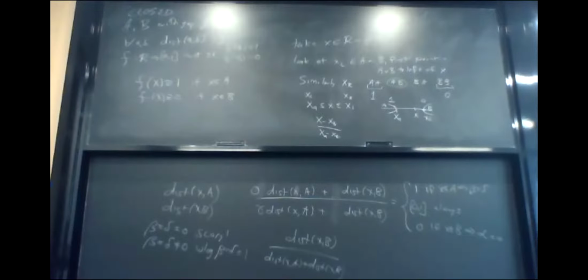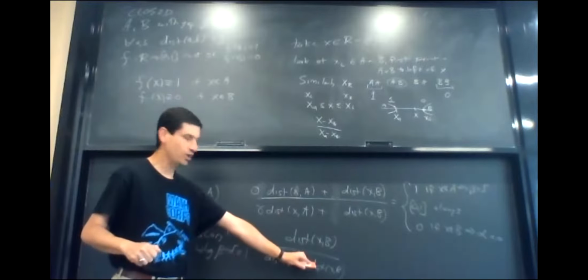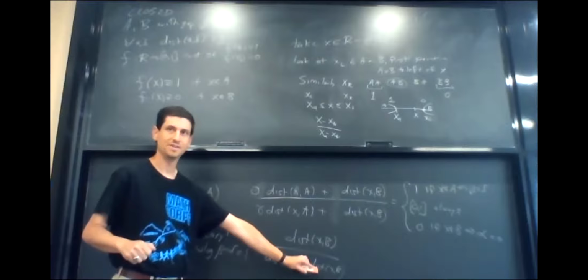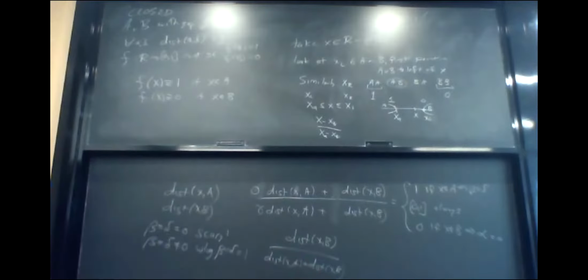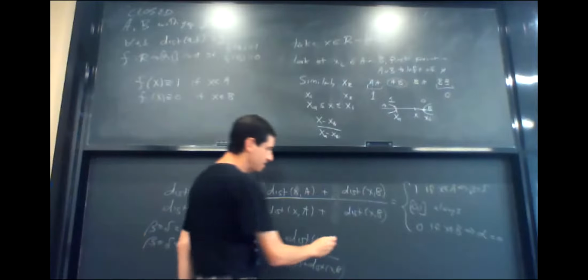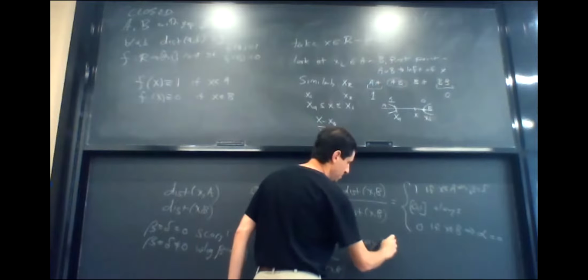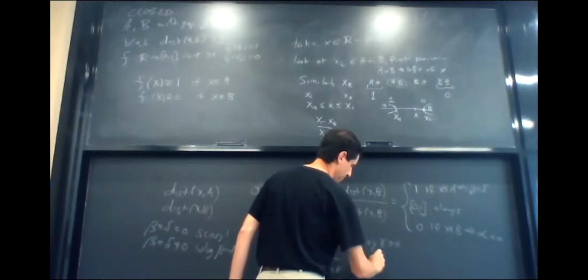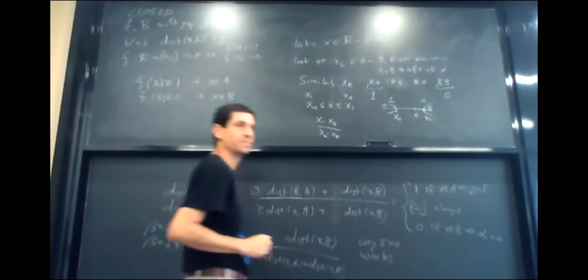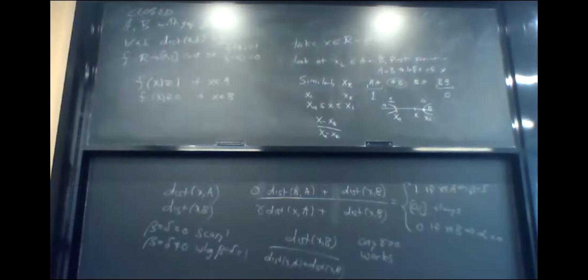Wait, but if X is in A, then... oh, sure. But the distance, oh, sure, so that's 1. Oh, yes, okay. So I think any gamma greater than 0 works. So the simplest one is gamma equals 1. That's a really nice, simple formula.